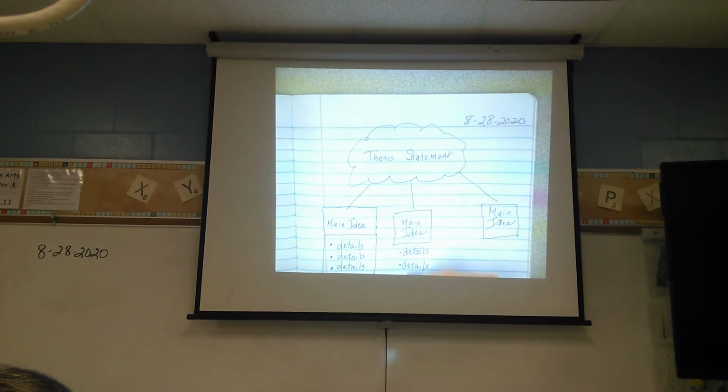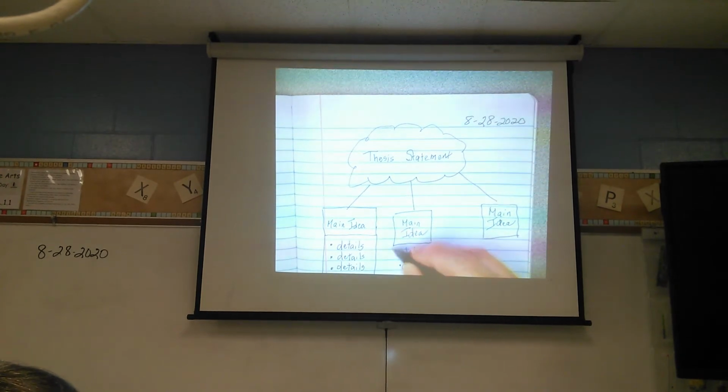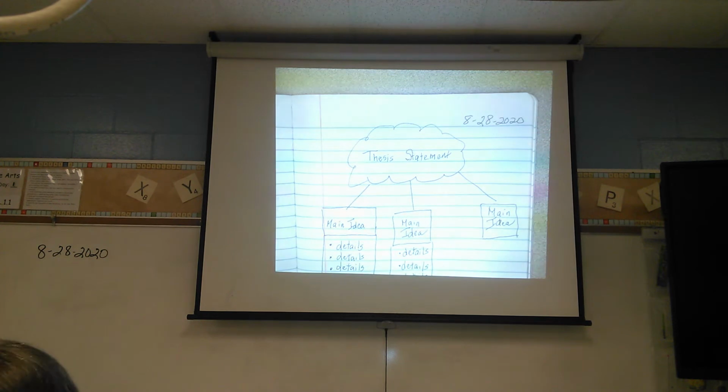For example, when we were doing the zoos pre-test, you had a text set with all kinds of facts. And so the details that you used to support your main idea would have been some of the facts that were presented in the text set. And a lot of you did that. You mentioned Junior the whale. You mentioned Maggie the elephant.